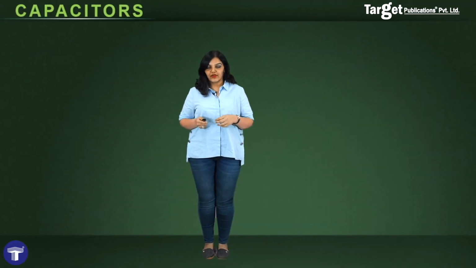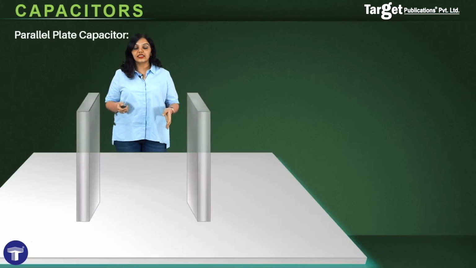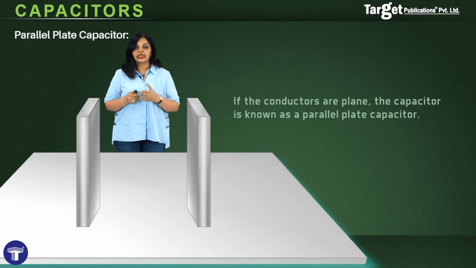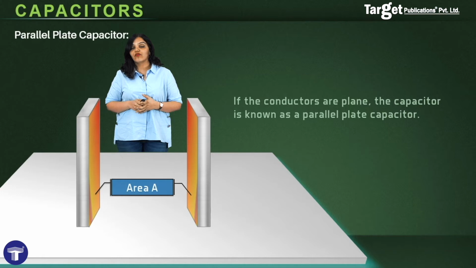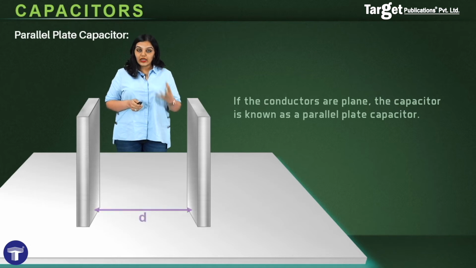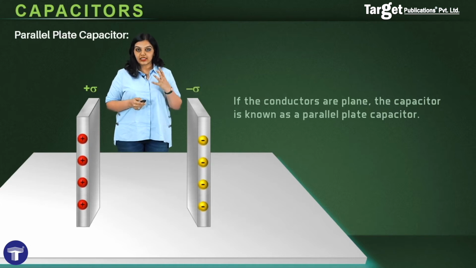The most common type of capacitors are the parallel plate capacitors. In such a capacitor, the two conductors are nothing but metal plates, and therefore we say that if the conductors are plane, the capacitor is known as a parallel plate capacitor. Now let's assume that the area of the plates is A and the distance between them is d. In such a case, one of the plates has a positive charge and the other plate has a negative charge, and the plate with the positive charge has a charge density of +σ, and the plate with the negative charge has a charge density of −σ.